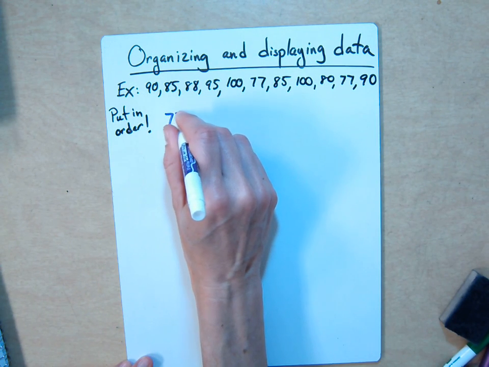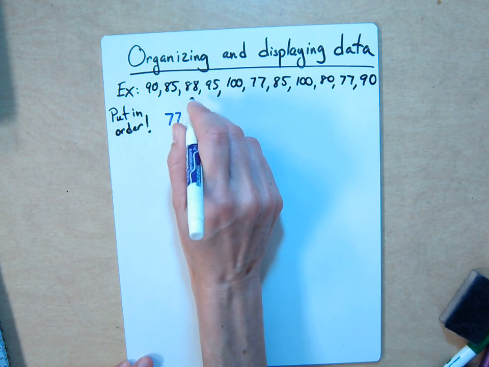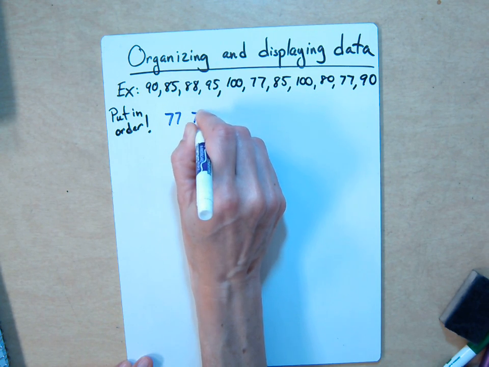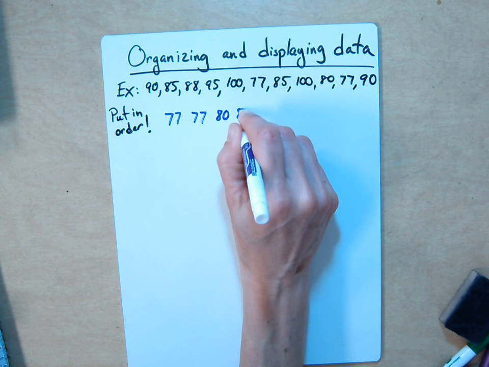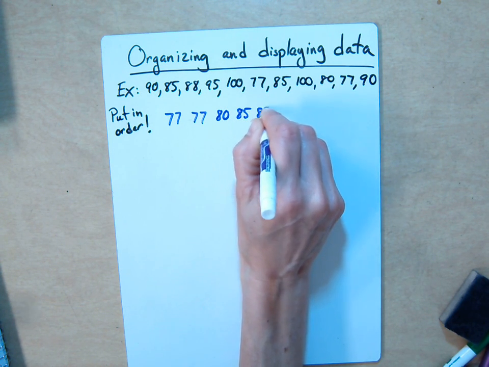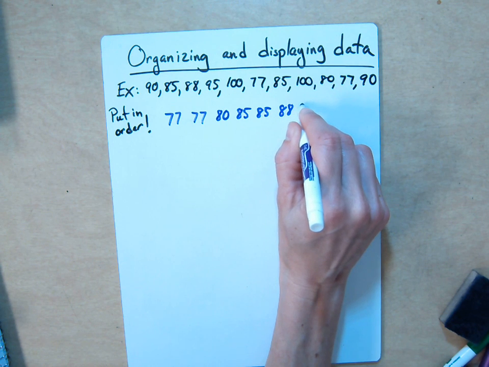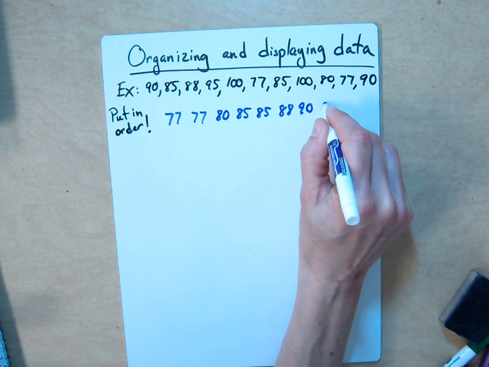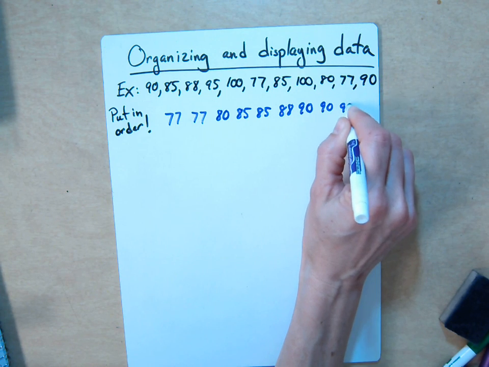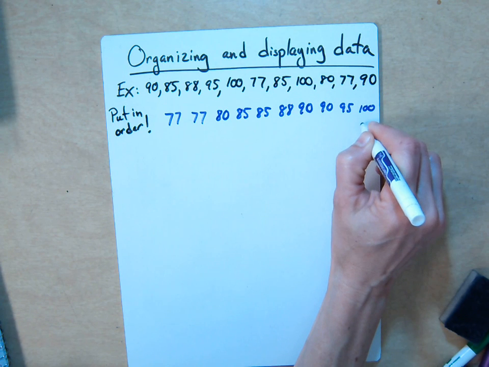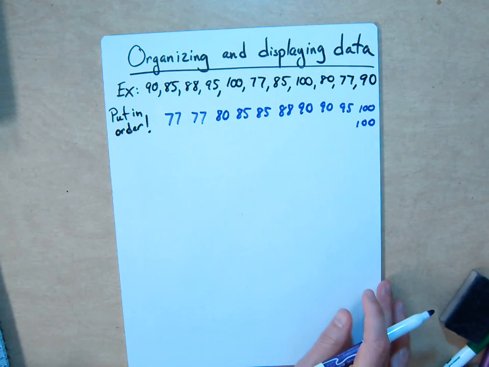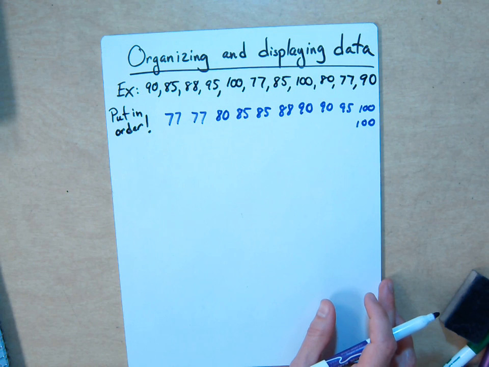So 77, 77, 80, 85, 85, 88, 90, 90, getting better, 95, 100, and 100. Okay, so already that looks like we could tell how many C's, B's, A's there were.